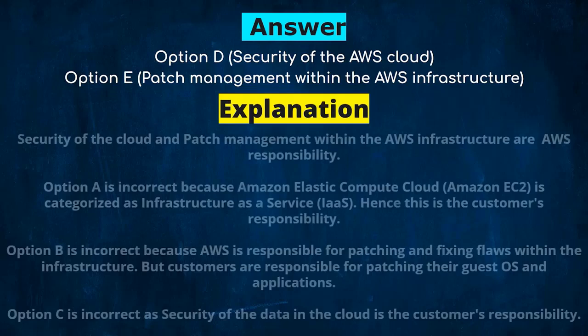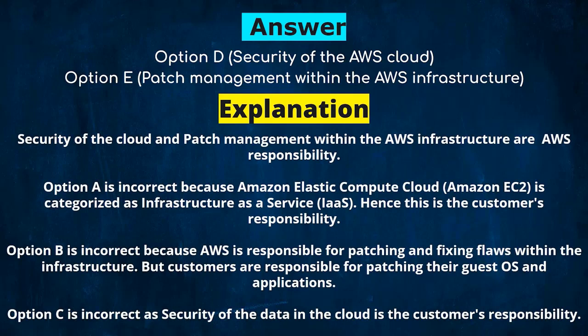Explanation. Security of the cloud and patch management within the AWS infrastructure are AWS responsibility. Option A is incorrect because Amazon Elastic Compute Cloud is categorized as infrastructure as a service. Hence, this is the customer's responsibility. Option B is incorrect because AWS is responsible for patching and fixing flaws within the infrastructure, but customers are responsible for patching their guest OS and applications. Option C is incorrect, as security of the data in the cloud is the customer's responsibility.